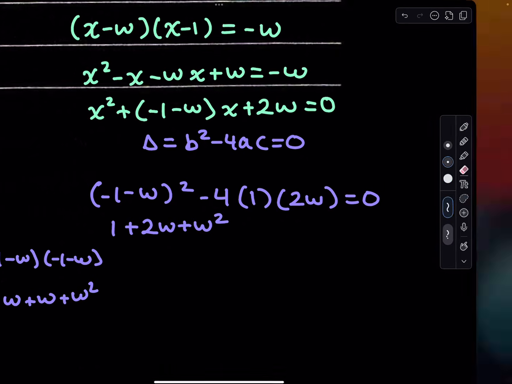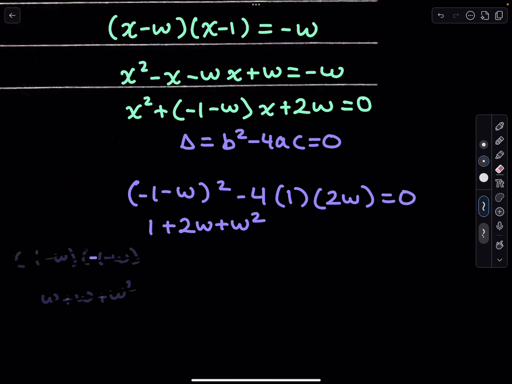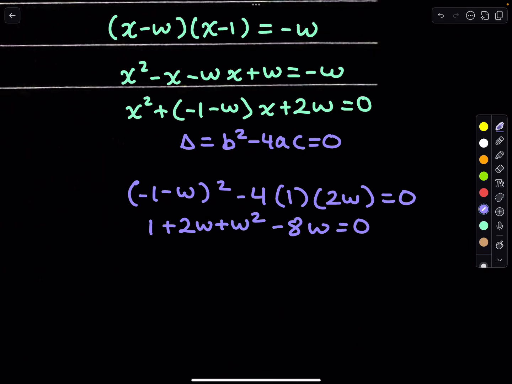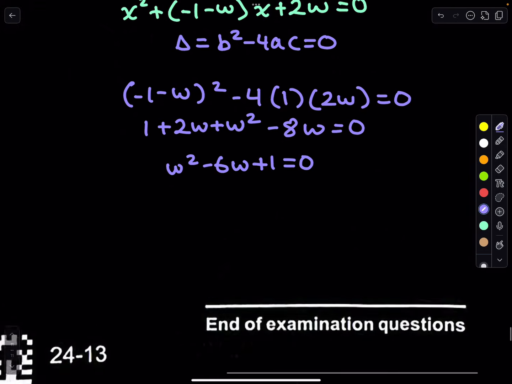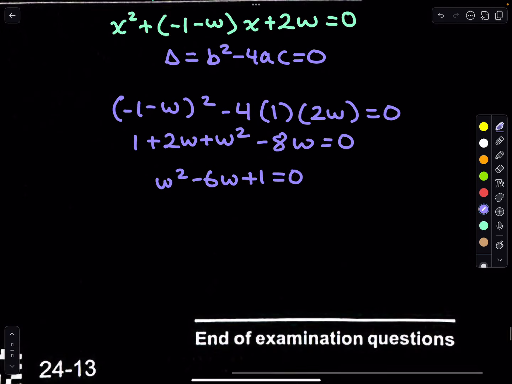Oh my, that's so ugly. It's not ugly. It's just a little algebra. Okay, and then multiply those. It's minus 8w equals 0, and so we get w squared minus 6w plus 1 equals 0. And then guess what? We just solved this. We just solved this normally now.